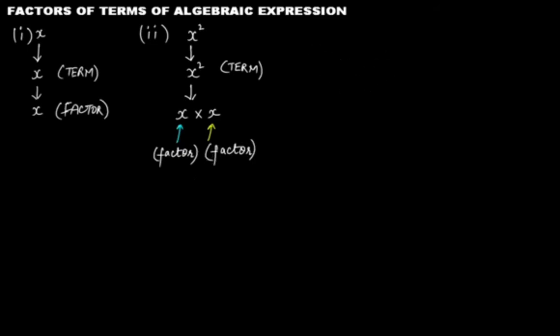Okay, so let's take the third one, x cube. Now, this algebraic expression has only one term, that is x cube, and this x cube can be written as x times x times x. Right?